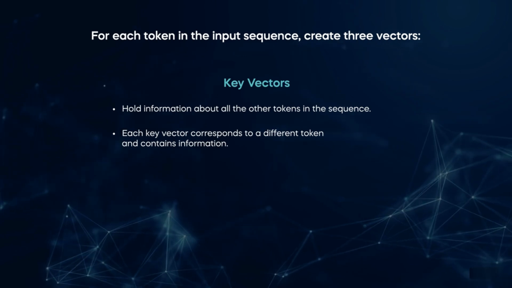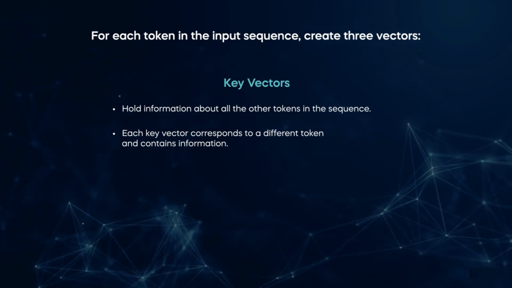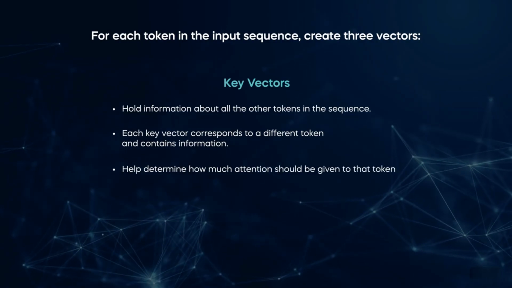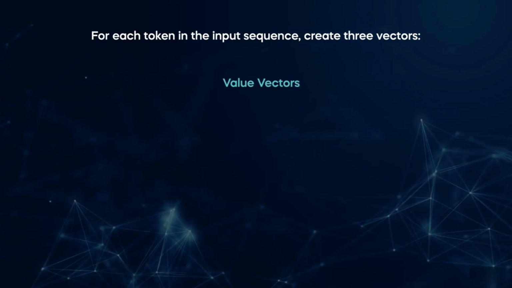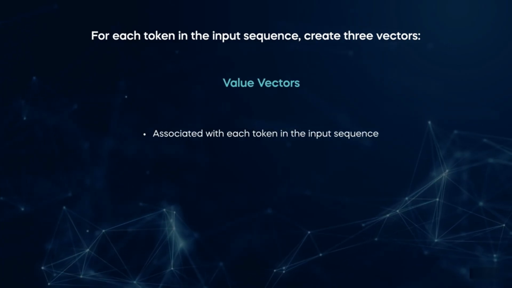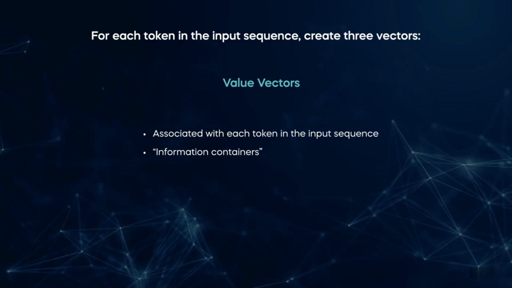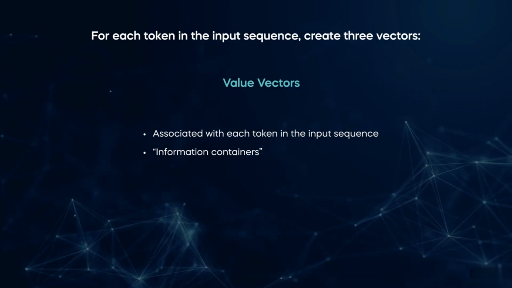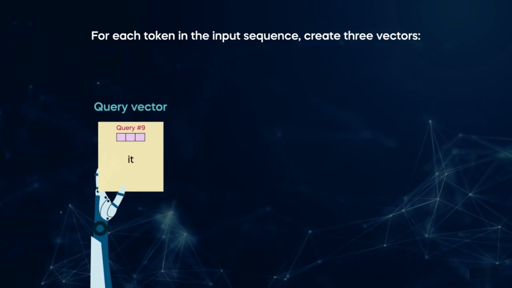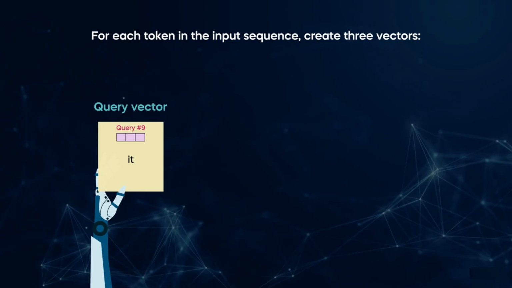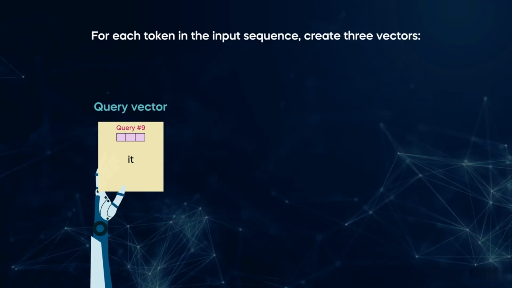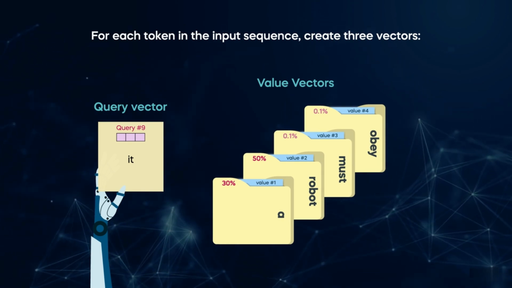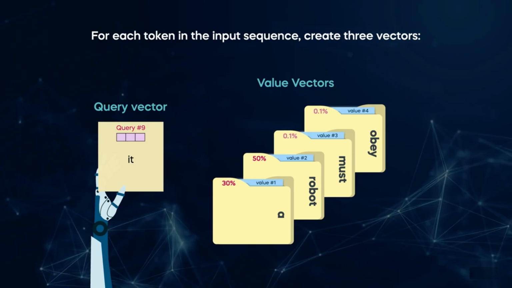Each key vector corresponds to a different token and contains information that helps determine how much attention should be given to that token. Value vectors are associated with each token in the input sequence. Think of them as information containers that hold the actual content or knowledge about each token. When the query token, the token currently being attended to, asks questions about attending to other tokens, the value vectors provide the answers. The values for these different vectors are what's learnt through training our model.